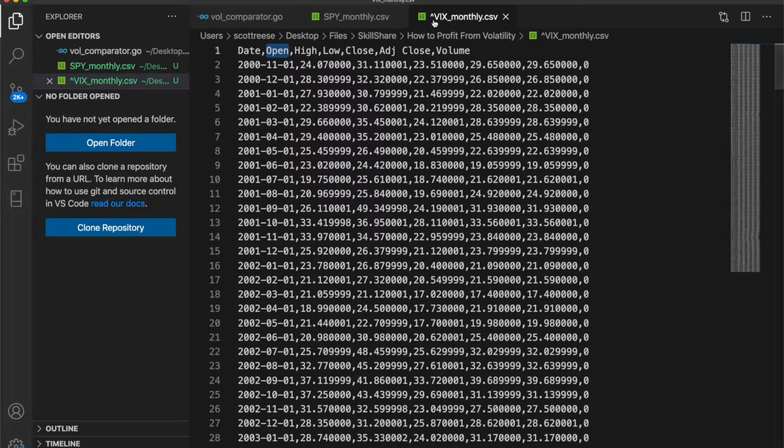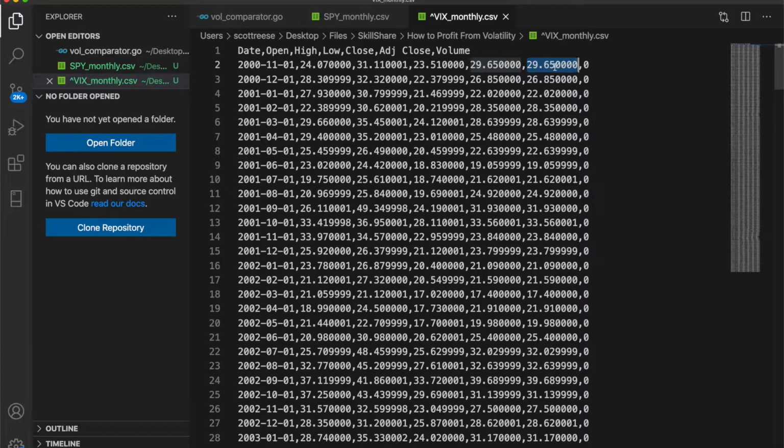And so now what my computer program is going to do is read through both the SPY data and also the VIX data at the same time. For each month, it's going to look at the implied volatility as stated by the VIX for that particular month. So for example here, the closing price for the VIX in November of the year 2000 was 29.65%.